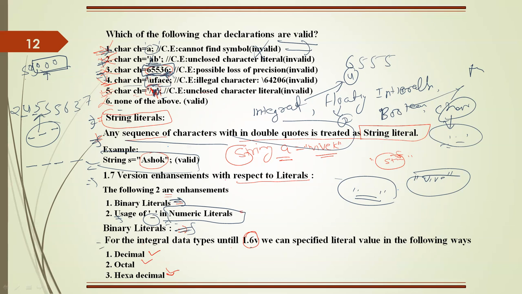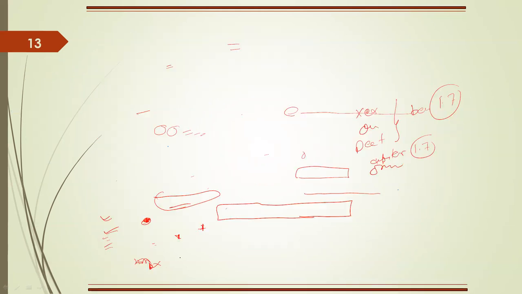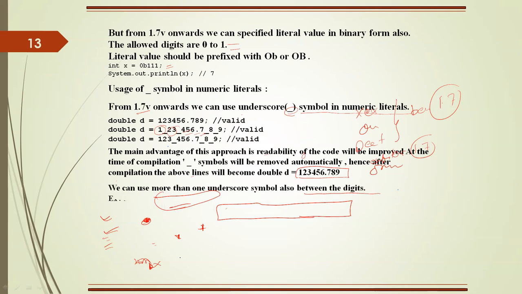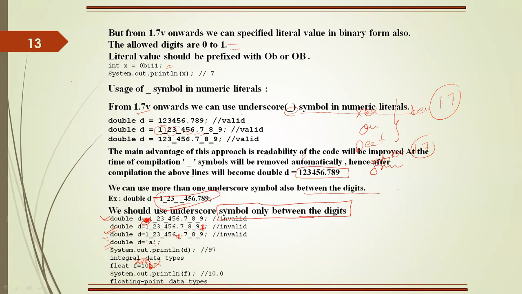For the integral data types, until the 1.7 version, we specify integral values in the following ways: decimal, octal, hexadecimal. But from 1.7 onwards, we can specify literal values in binary form also, 0 and 1. You can initialize an int starting with 0b. 0b is the prefix you should use if you're using binary literals. When initializing an integer, use 0b.